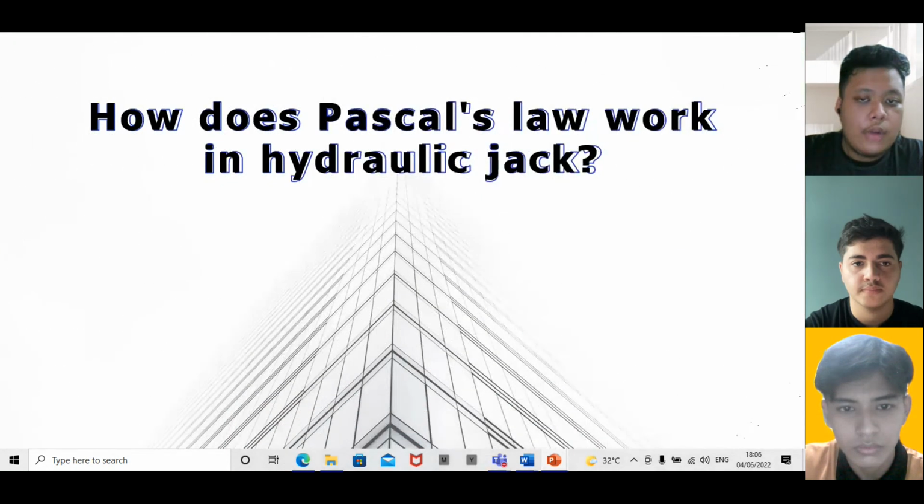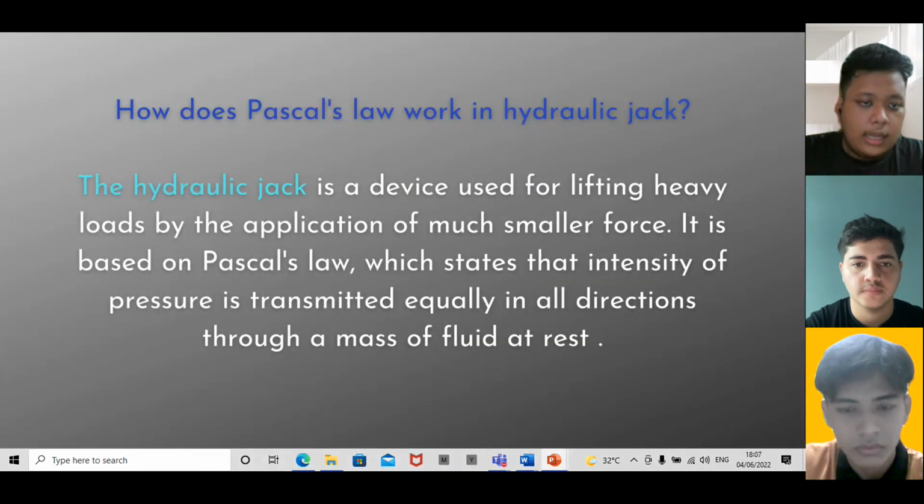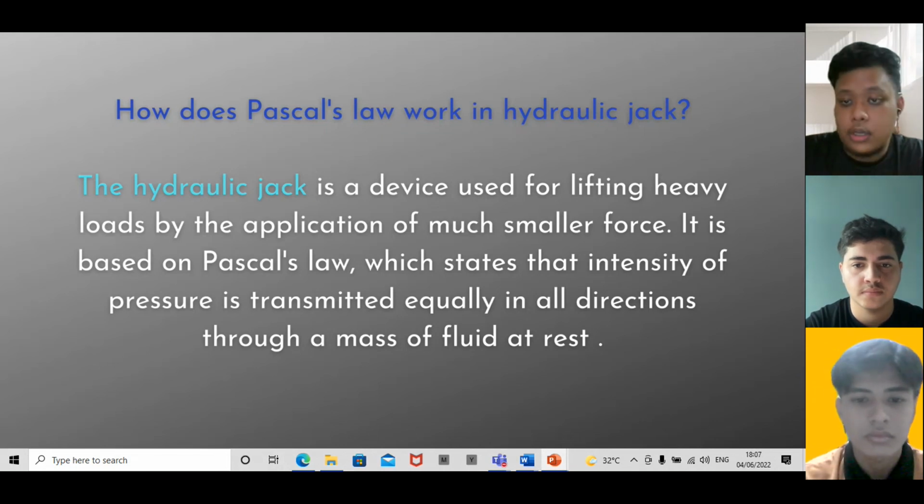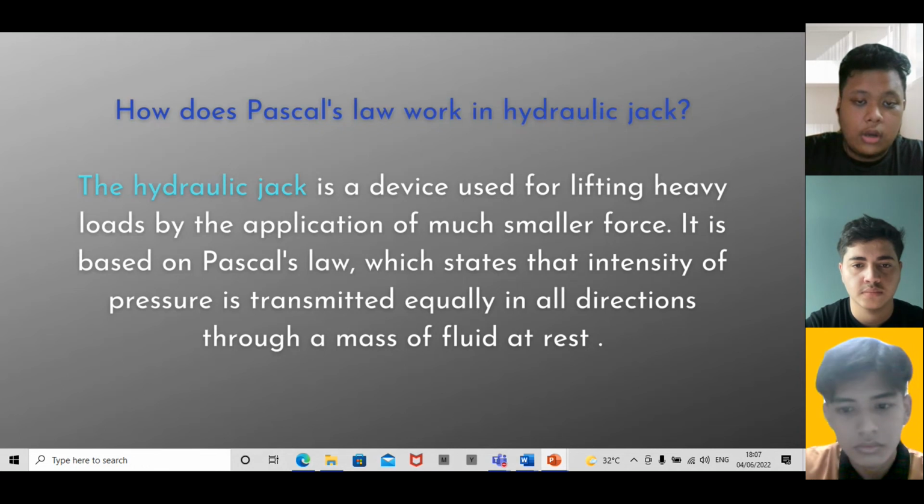All right. So how does Pascal's law work in a hydraulic jack? So the hydraulic jack is a device used for lifting heavy loads by the application of much smaller force. It is based on Pascal's law, which states that intensity of pressure is transmitted equally in all directions through a mass of fluid at rest.